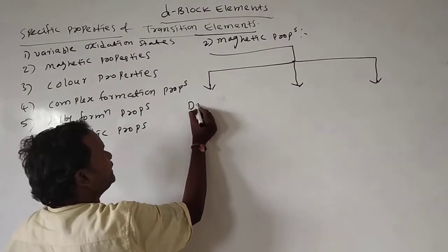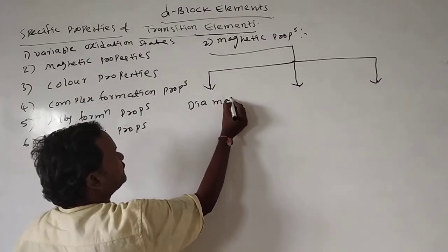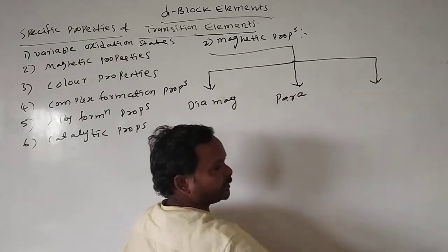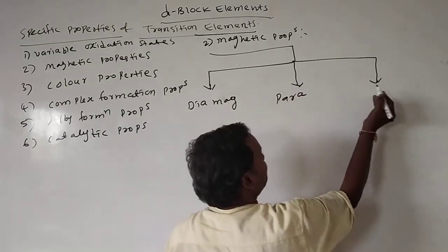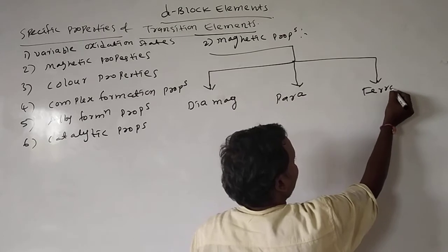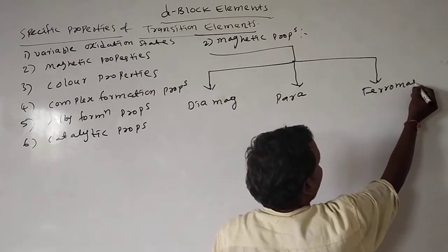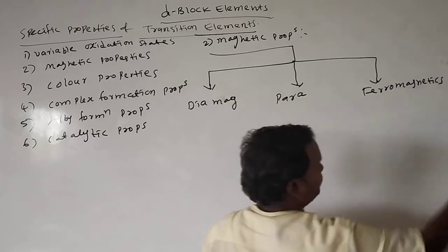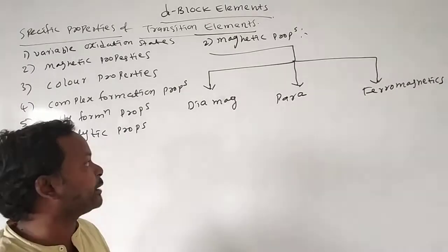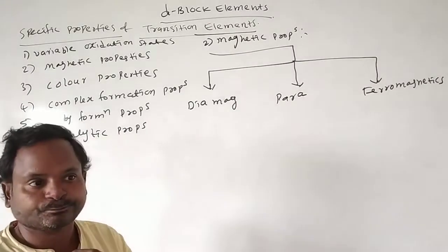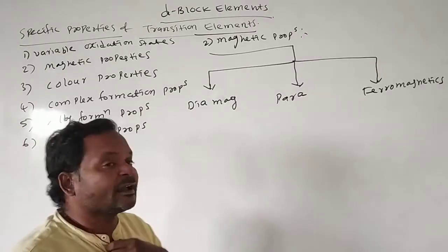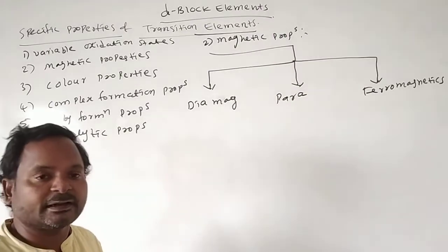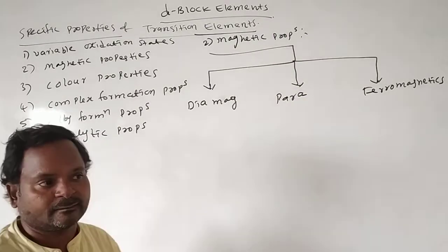One is diamagnetic substances. Second one is paramagnetic substances. Third one is ferromagnetic substances. What is diamagnetism? What is paramagnetism? What is ferromagnetism?